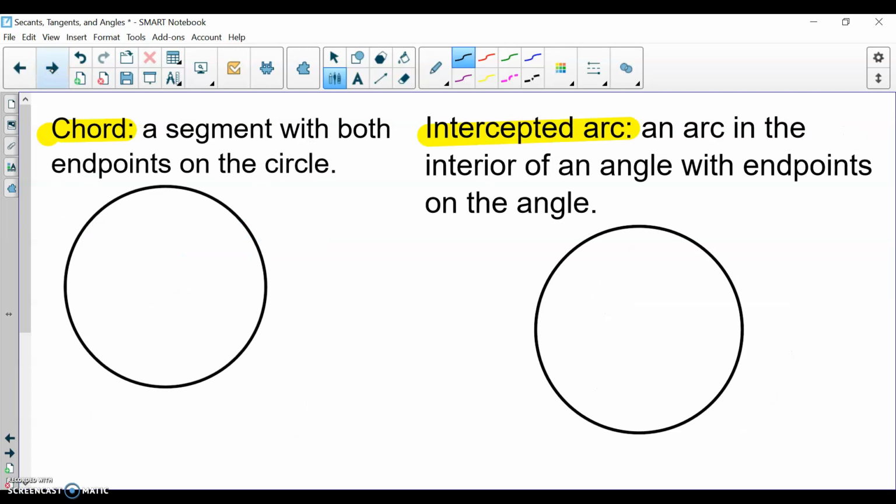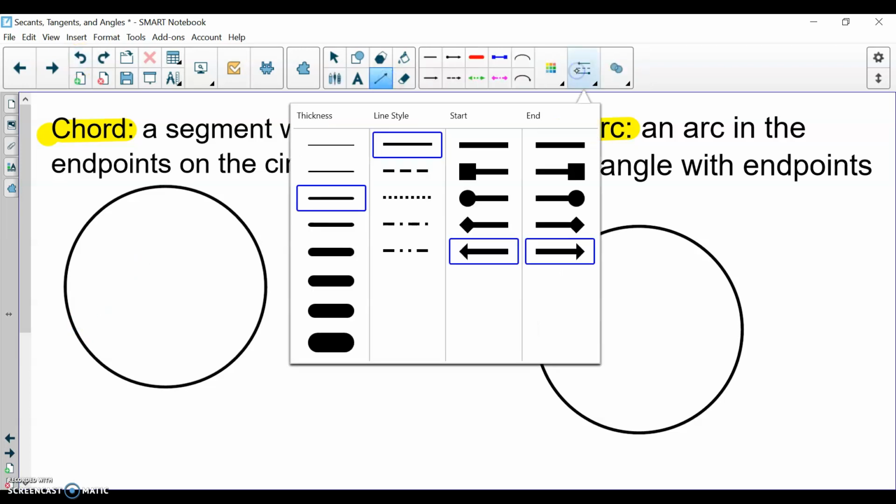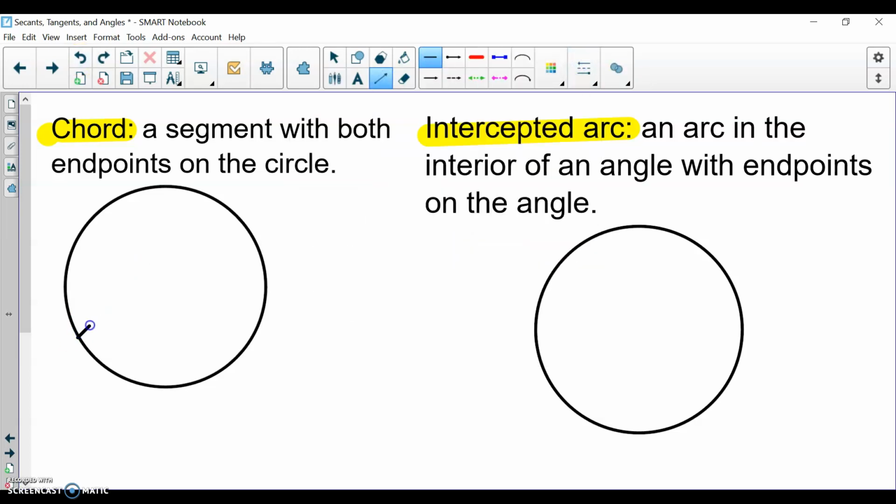A chord is a segment with both endpoints on the circle. So a segment does not have arrows. We start at one point and we navigate to the other side of the circle. So that would be our chord, right? Both endpoints are on the circle.